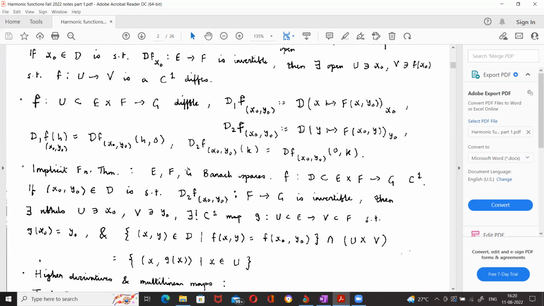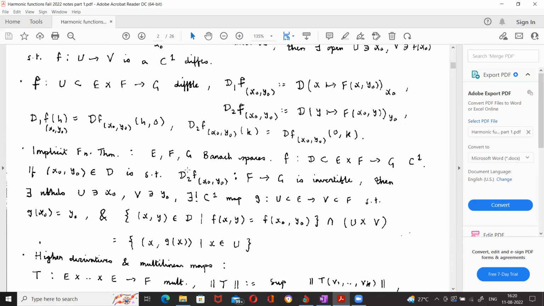And now let me recall the implicit function theorem. So this is for a map defined on a product space E cross F into G.